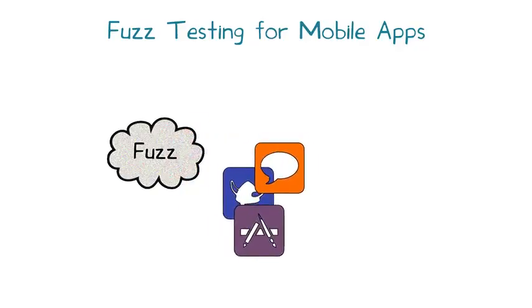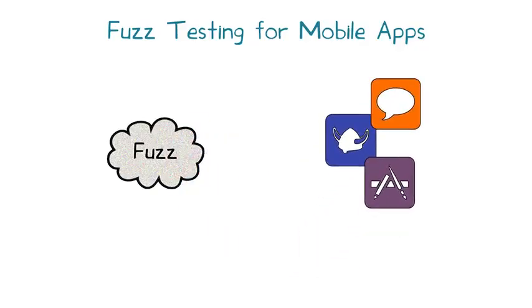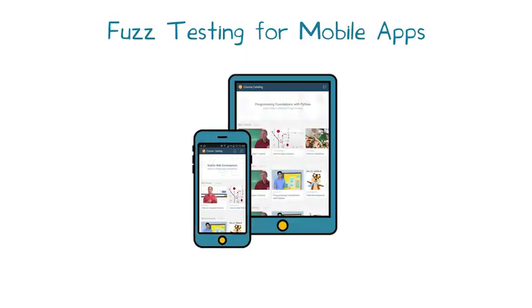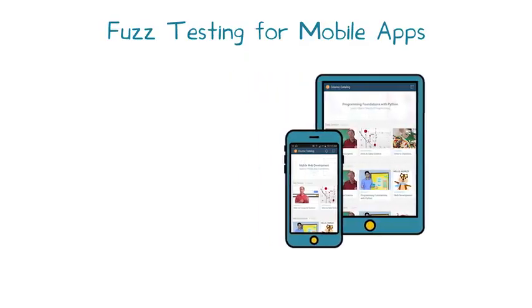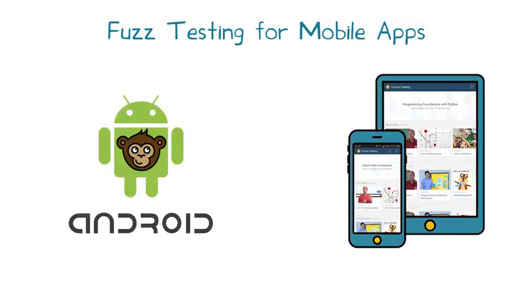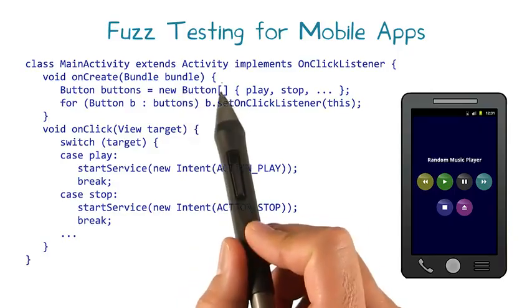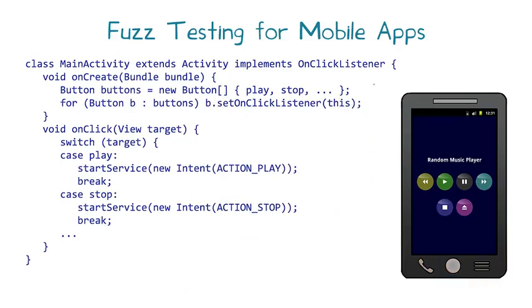One domain in which fuzz testing has proved useful is that of mobile applications, which are programs that run on mobile devices such as smartphones and tablets. A popular fuzz testing tool for mobile applications is the Monkey tool on the Android platform. To understand how the Monkey tool works, consider an example music player app on the Android platform. The code shown is only the app's code written by the developer of the music player app, but it interacts with a large underlying Android framework that defines classes such as activity and interfaces such as on-click listener.